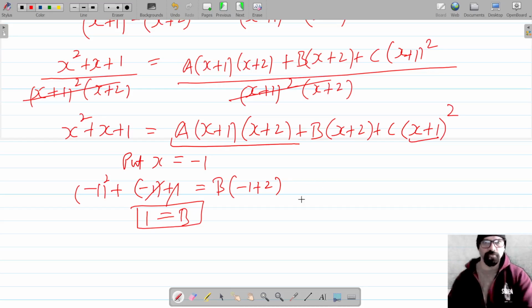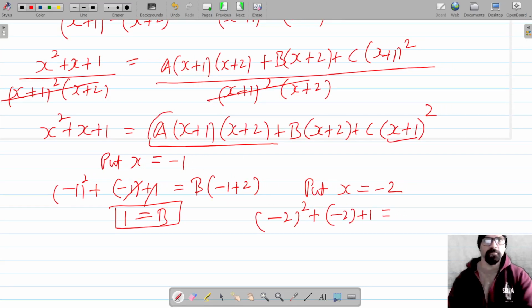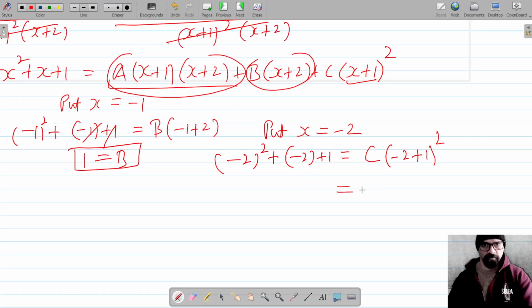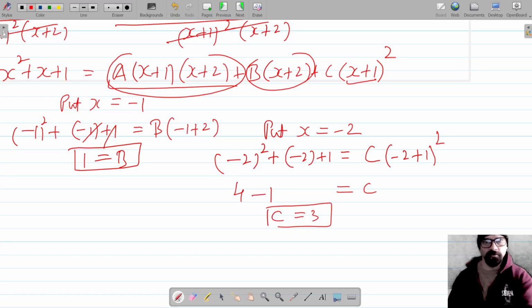And now similarly, if I put x equal to -2, then on the left this is 4 - 2 + 1. This term becomes 0, this term becomes 0, and we are left with c. So this is (-2 + 1)², which is (-1)², which is 1. So this is c, 4 minus 1, and c is equal to 3. So we have got c is equal to 3.